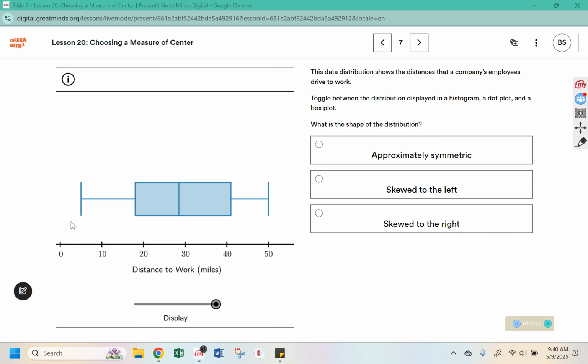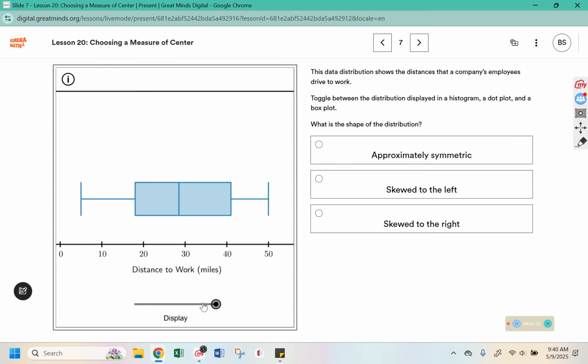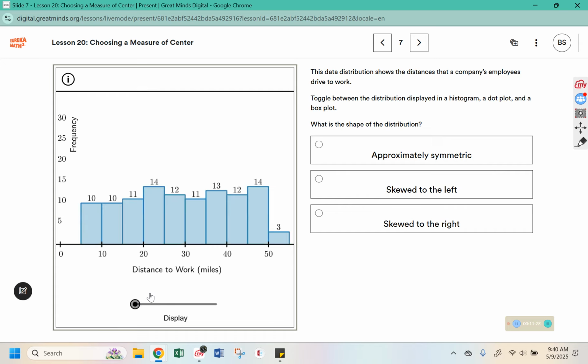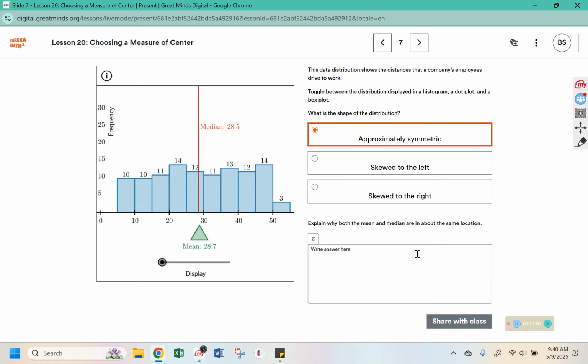The distance from the median to the minimum and the median to the maximum are pretty similar. The dot plot appears to be pretty symmetric, as well as the histogram. It says, explain why both the mean and median are in about the same location. Well, since it's symmetric, or approximately symmetric, the balancing point is going to be similar in location to wherever the middle value is.